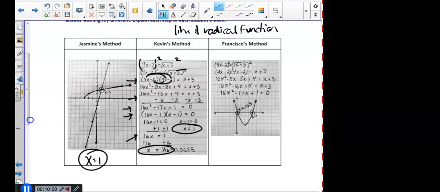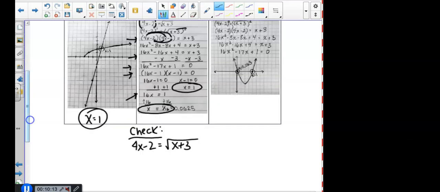But that's different than Jasmine. When we looked at the graph, we only saw one intersection point between the line and the radical function. So let's plug these x values into the original equation and see if they check. Let's plug in the 1 first and double check that it works for our equation. 4 minus 2 is 2, and the square root of 4 is 2. So that one checks.